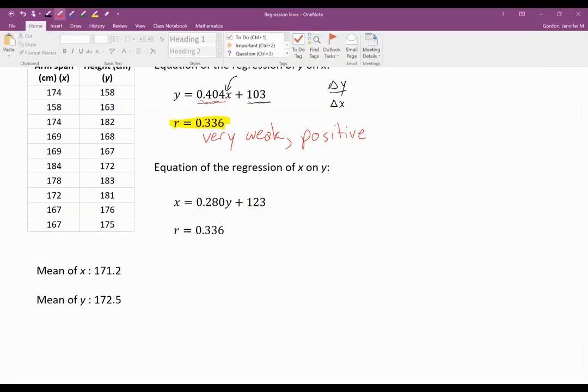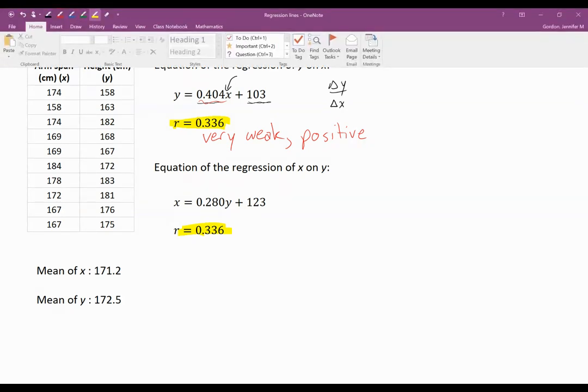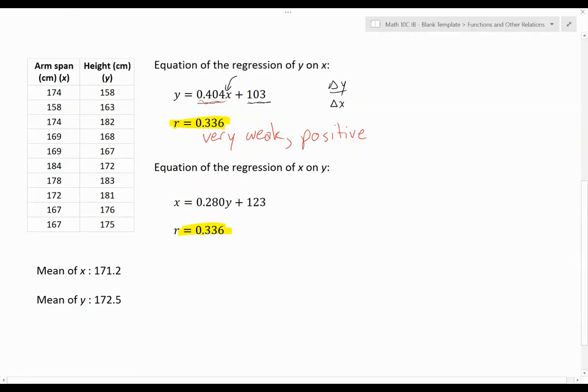And I get the same correlation on both sides, whether I do regression of x on y or y on x. So when we see an R value that low, we have to take care with how we are using this to make predictions.